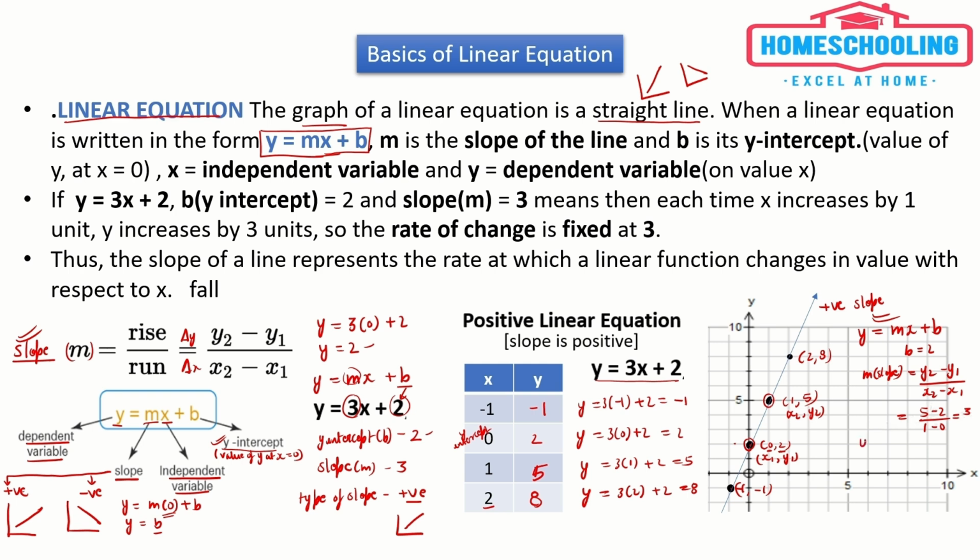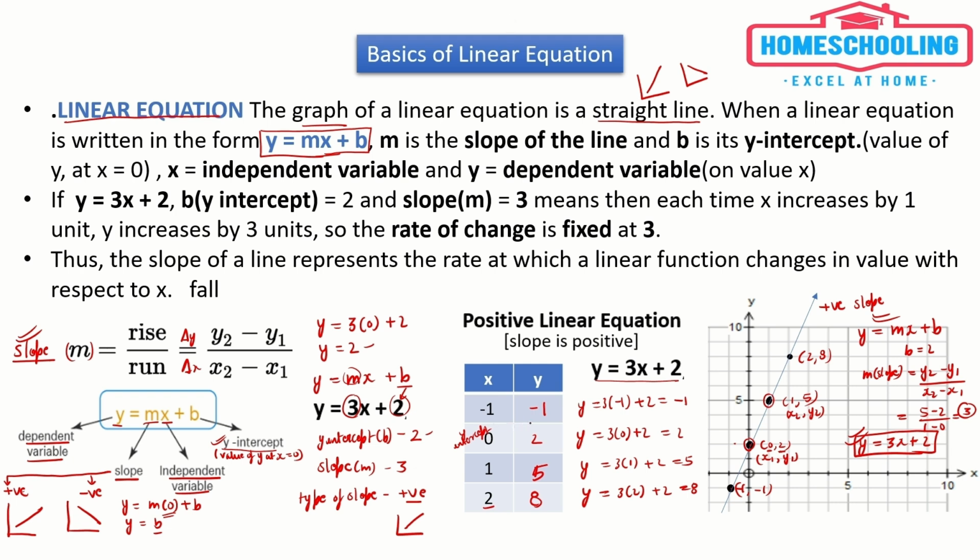So we can write this equation: y is equal to mx, where m is our slope, and we have already found that it is 3. So 3x plus b, our y-intercept. The y-intercept is the value of y when x is equal to 0. So here, when x is equal to 0, the y value is 2. So from the graph, we can also find the equation like this.